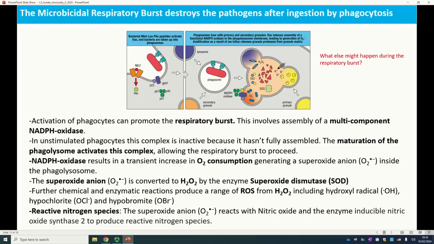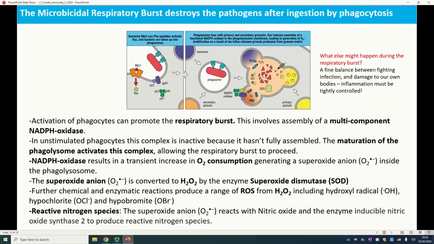So we're making quite a hostile environment for the pathogen. But as we mentioned in the previous slide, some of the contents of the phagolysosome can actually be secreted. So what else might happen during this respiratory burst? Yeah? Neighbouring cells will be killed or damaged?